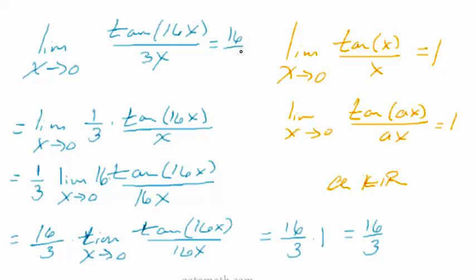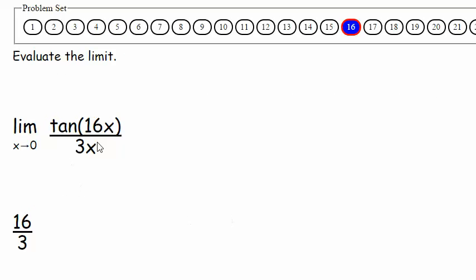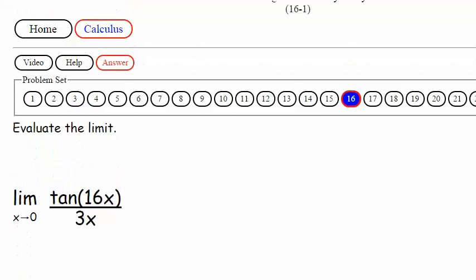So you do these a few times, you'll be able to see them real fast. It looks like it's just that number over that number, doesn't it? I see something on the horizon. Anyway, so we end up with 16 over 3, as you can see.